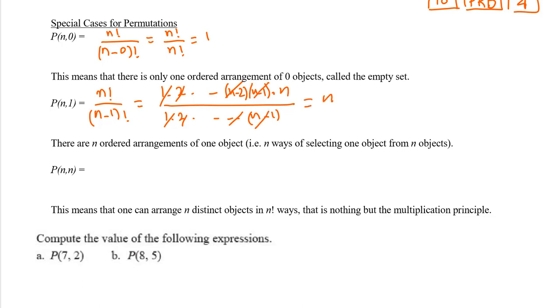The other special case is when you select n out of n. This is n factorial divided by (n minus n) factorial. n minus n is 0, and as we know by definition, 0 factorial is 1. So then you get n factorial. This is an overview of permutation. In the next video, we're going to go over some examples dealing with permutation.